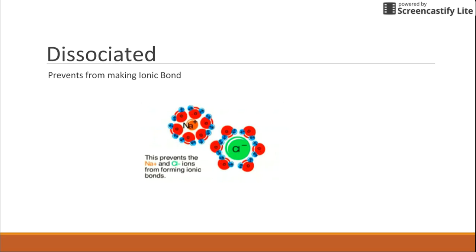This hydration shell prevents the sodium ions and the chloride ions from forming ionic bonds. So it's no longer a compound or an ionic substance. It's dissociated in water.